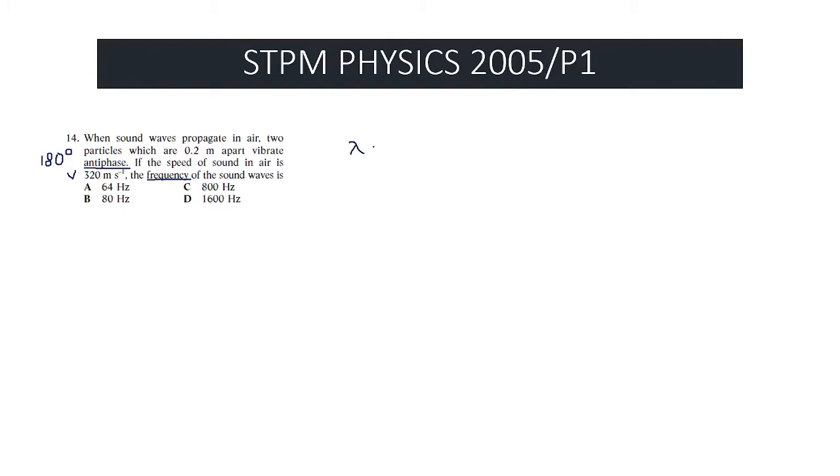We know that lambda corresponds to the 360 degrees, which is one complete cycle. And here we have 0.2 meter corresponding to the 180 degrees. So we take this as a ratio. We will get lambda equals to 0.4 meter.